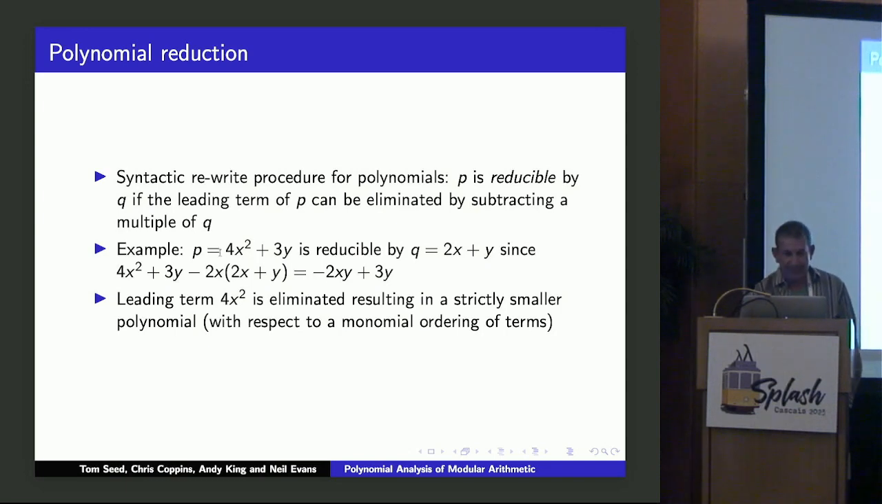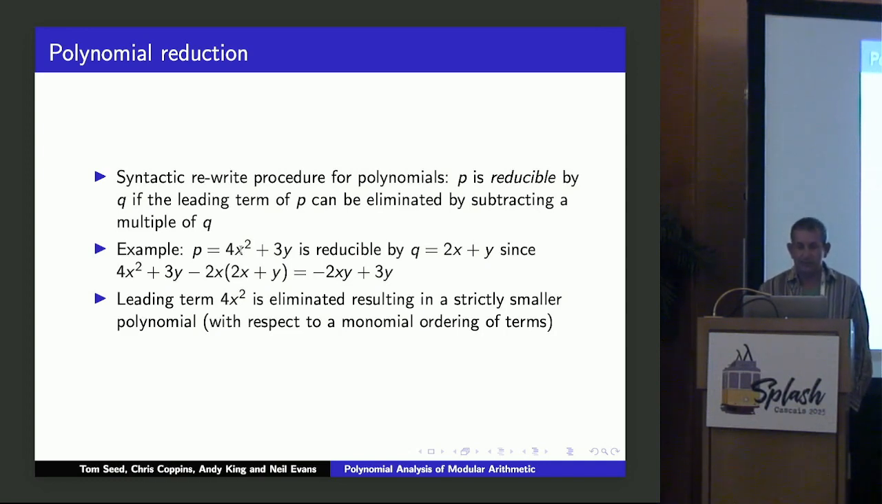So let's suppose that P takes this form, 2x squared plus 3y, and Q takes this form, 2x plus y. We can see what the leading term of P is, that's 2x squared. And we can eliminate the leading term by multiplying Q in a particular fashion, i.e. by minus x, adding the multiple of Q to P, and in doing so, we eliminate the leading term. So here we're doing a form of reduction, and this might feel Knuth-Bendix-like if you've been in those AI courses.